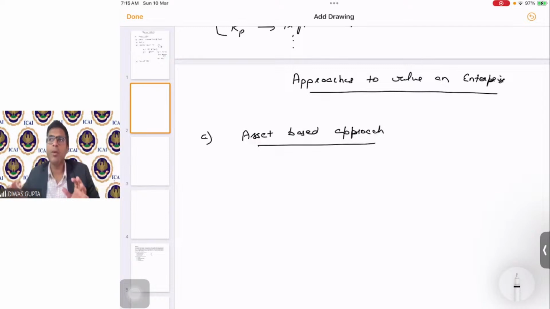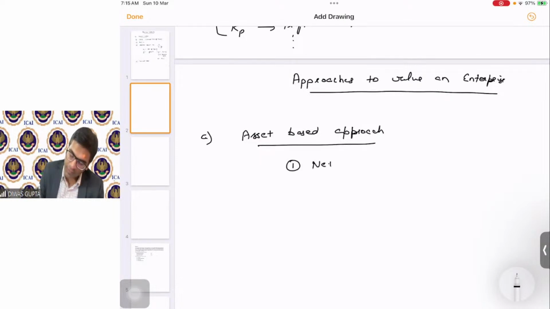Now, what should be the right value of those assets? One thing is understood that while valuing any business, we need to really see what the underlying asset is. Now, what is the right value of that asset? Who will determine that? How will it be determined? Those questions will come, right? Now, there are three ways by which the underlying asset can be valued.